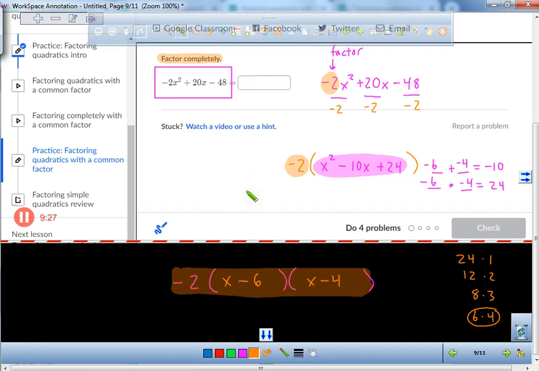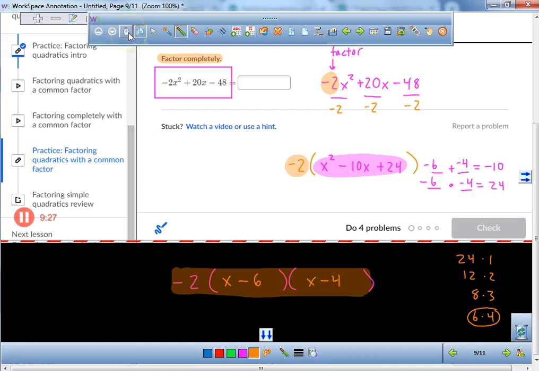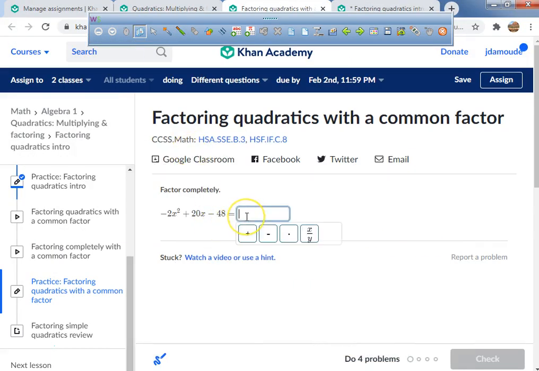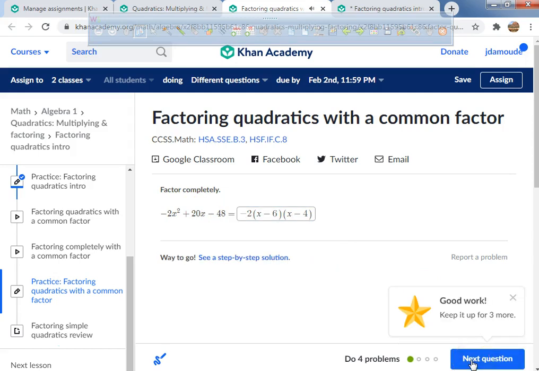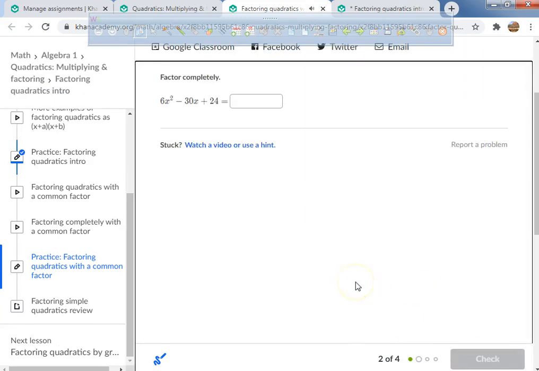So I'm going to carefully type that in, and we'll see if they agree with my reasoning. -2, open parentheses, x minus 6, close parentheses, open parentheses, x minus 4. This times this times this should get me all the way back to this guy. Nailed it. By the way, this is a little bit harder, so we're going to do more than one.